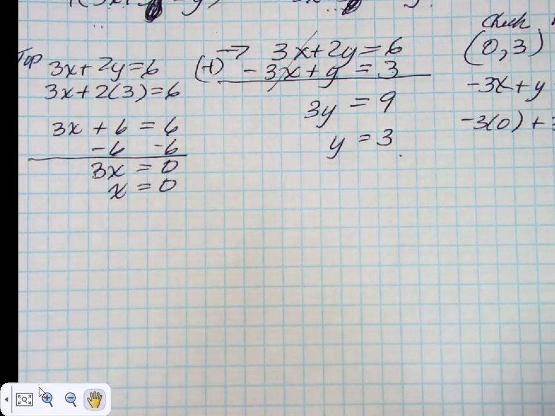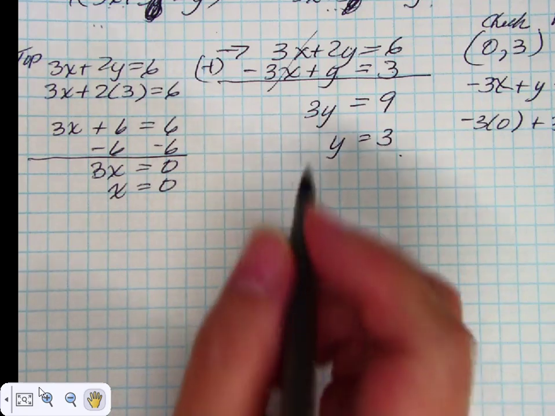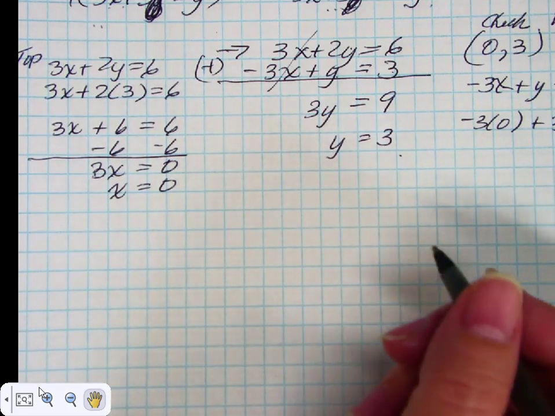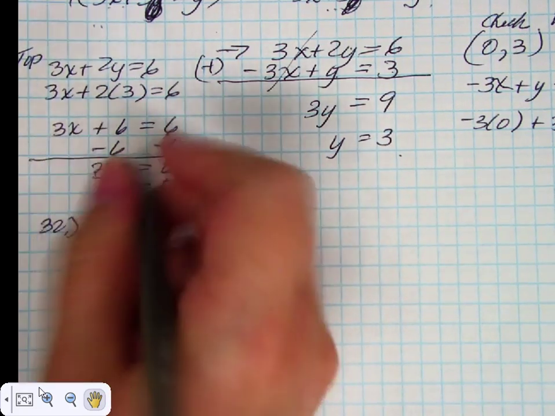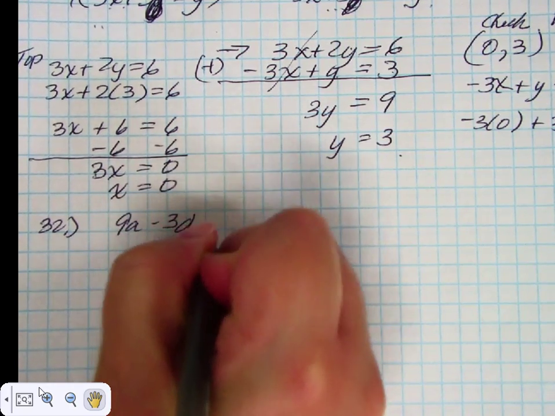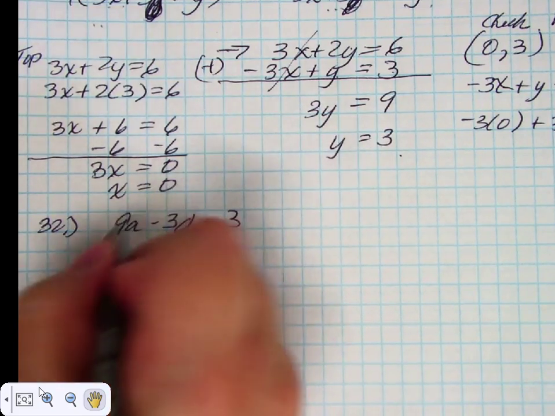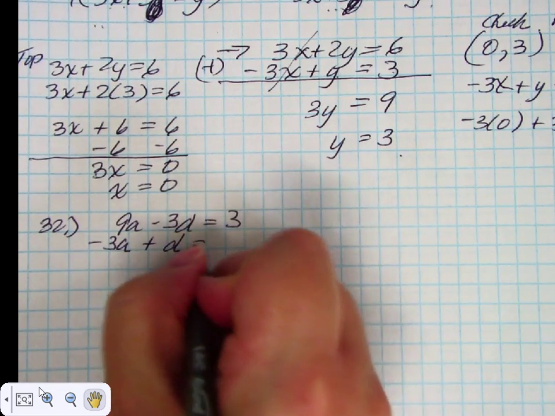All right. Let's try that again. Now, on 31 through 42, you may have to multiply the top, the bottom, or both to make an elimination happen. And as long as you multiply all the way through, you're going to be fine. So let me give you an example of that. Let's say I've got something like 32. If I have 9a minus 3d is equal to 3, and then I have negative 3a plus d is equal to negative 1.